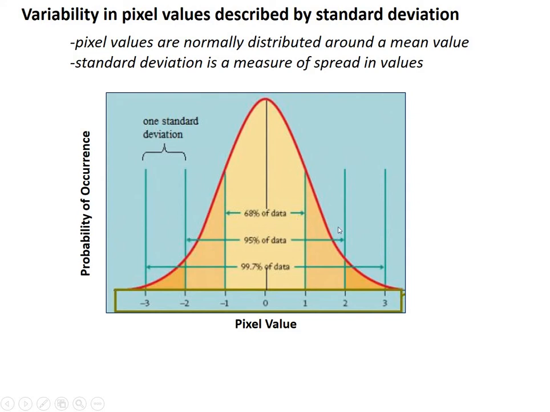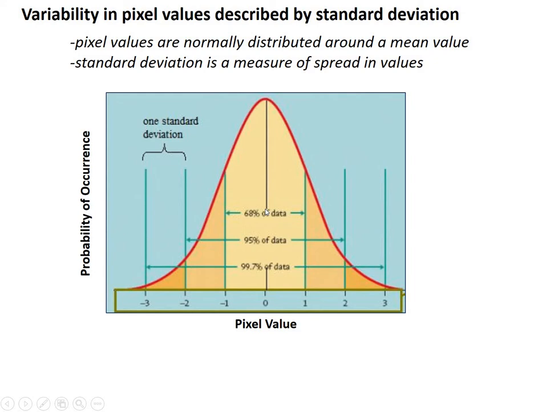95% of your data falls within 2 standard deviations. And 99.7% falls within 3 standard deviations. So in sum, when you compute a standard deviation, essentially what you're saying is that it is a number. Let's say it's plus or minus 1 for the sake of example here. That means that 68% of your pixel values fall within plus or minus 1 of the mean, okay?